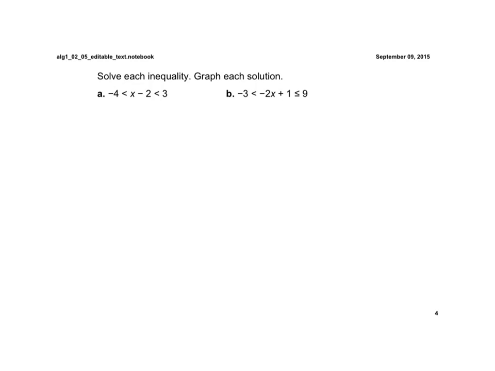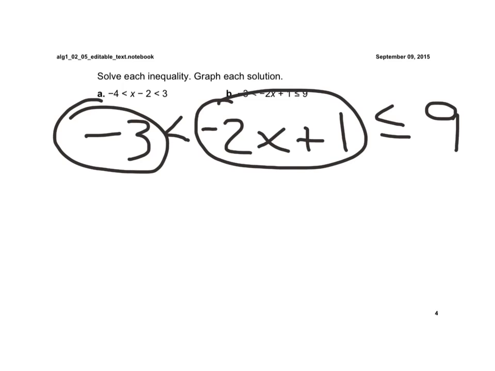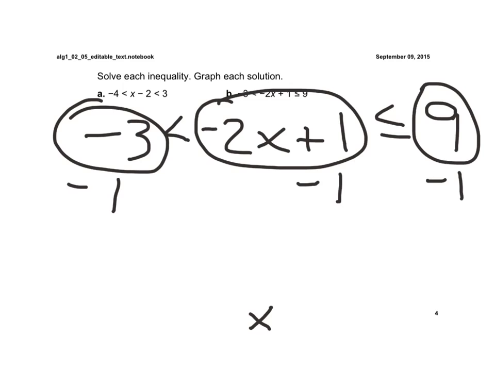Alright, so if we have it written this way, negative 3 is less than negative 2x plus 1 is less than or equal to 9. We actually have three expressions. We have this expression, we have this expression, and we have this expression. And we want to get x all by itself in the middle. So we're first going to solve this just like we would if it was a two-step inequality. We'd subtract 1 from all three expressions.